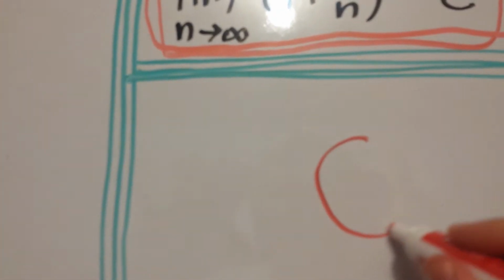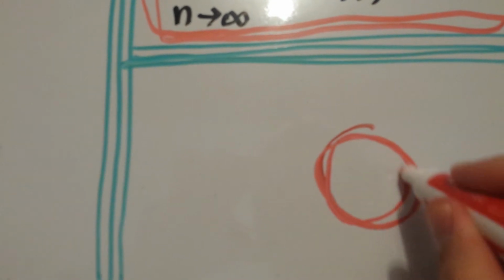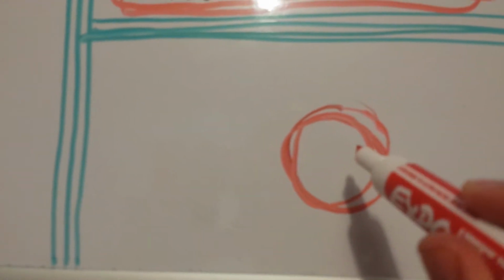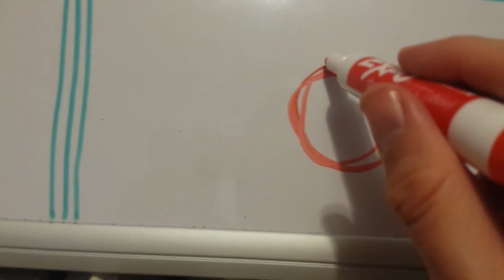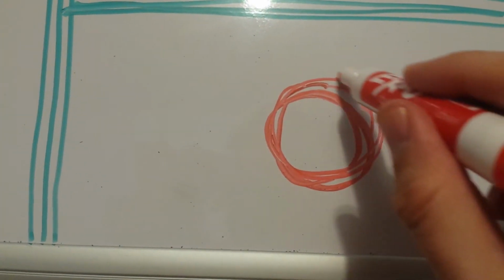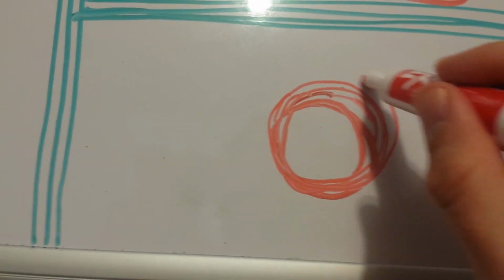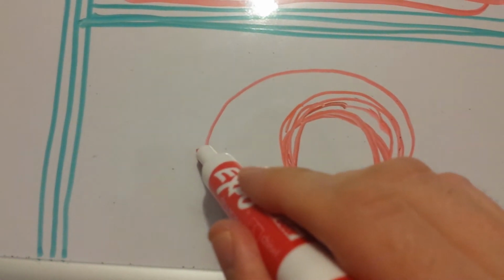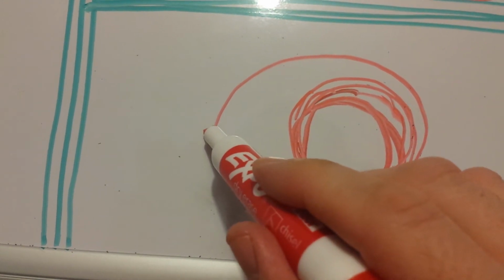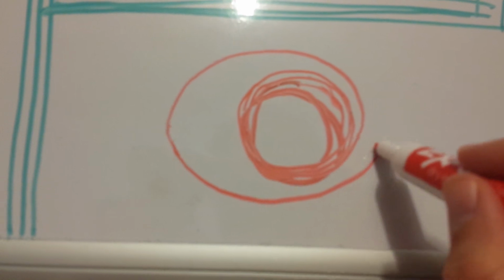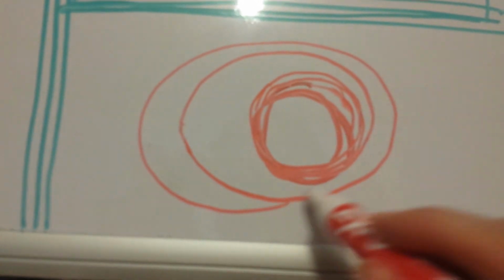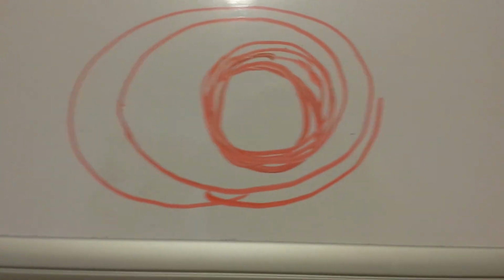Okay, so here's the point. The whole concept of E is related to the idea of continual growth. The rate of growth is based on how much you have. And as more grows, then the more the rate of growth there will be. And that is why we find the number E in biology books and stuff like that.